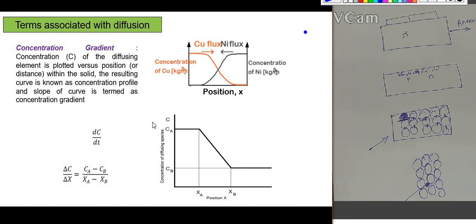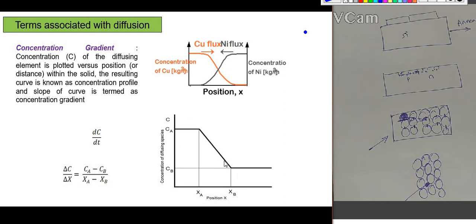The second term associated with diffusion is the concentration gradient. We already discussed that a concentration difference is the necessary condition for diffusion. Due to the difference in concentration, the atoms from the high concentration area move to the low concentration area. The concentration of a diffusing element is plotted versus position. Here we can see CA, the high concentration, and this is the low concentration, plotted with respect to position. The resulting curve is known as the concentration profile.